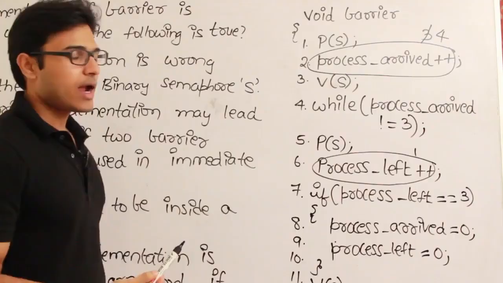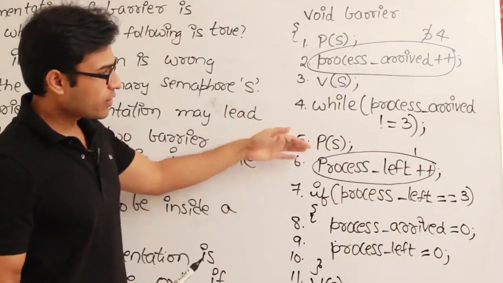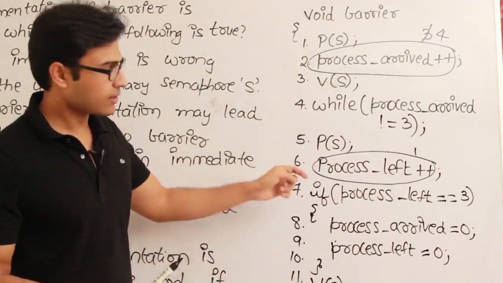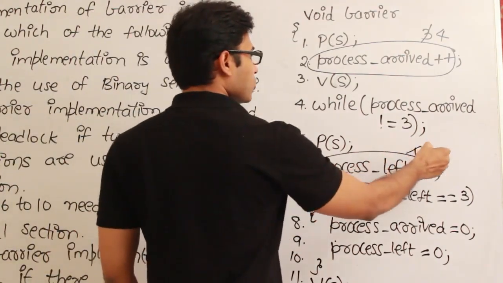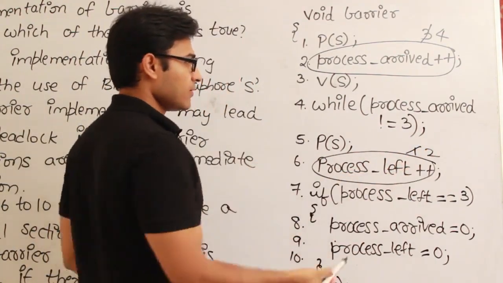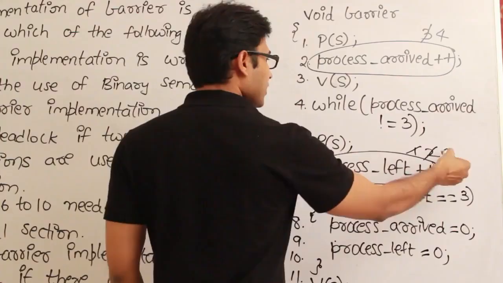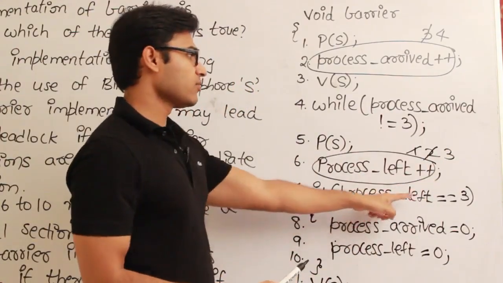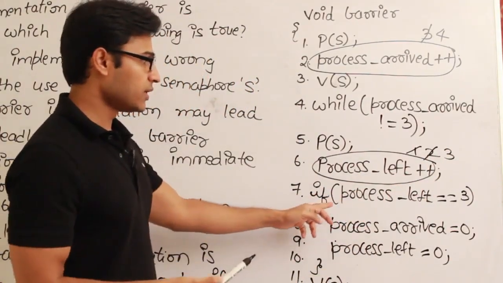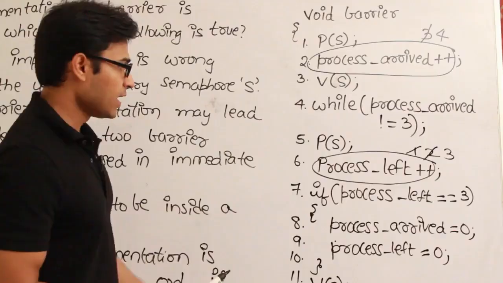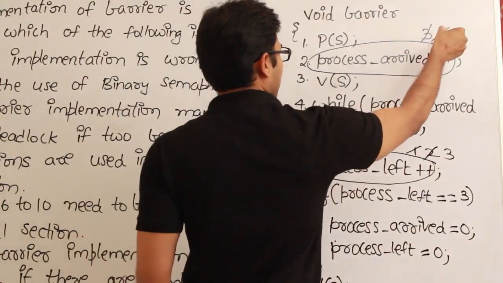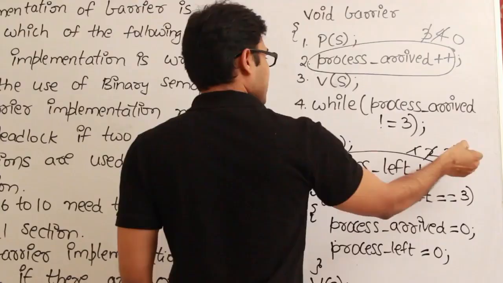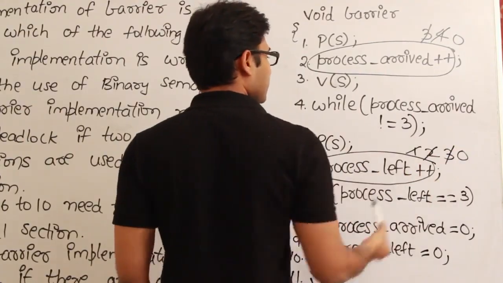Got it? And now assume that the next 2 processes are also leaving the barrier. Then what happens to this value? When the second one leaves, this value will be 2, and that one will leave. And when the third one leaves, this value will be 3, and therefore if process left equal to 3, which means if it is the last one to leave, it is supposed to reset the values. Then it is going to reset the values of both of them. Process arrived to 0 as well as process left equal to 0. Got it?